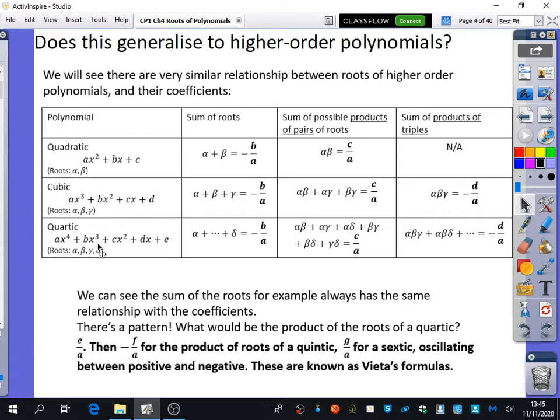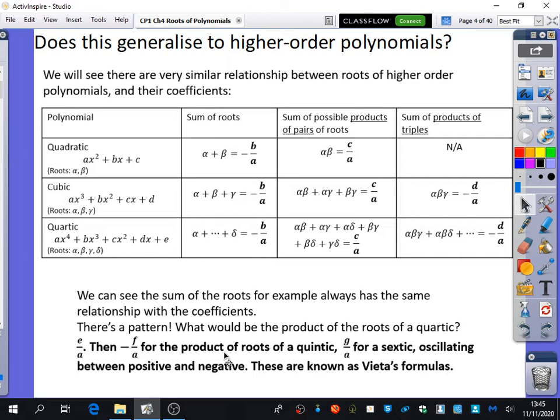So there's a pattern, and I've asked what would be the product of the roots of a quartic, and it would be e over a. We haven't quite got that here, but if you multiplied all four of the roots together, I think it would be e over a, because look, it goes minus b over a, plus c over a, minus d over a, so I think the next one would be e over a. And then it would be minus f over a for the product of the roots of a quintic, g over a for a sextic, oscillating between positives and negatives.